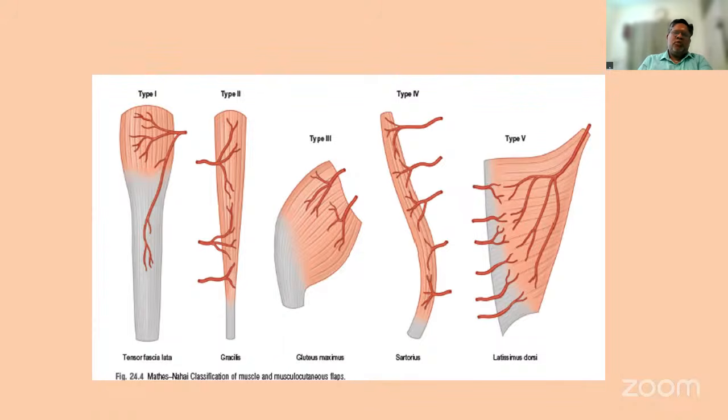And type 3 is two dominant pedicles. You can see the two dominant pedicles here. The main advantage of the type 3 flap is that a split muscle flap can be used. In type 4 flap, segmental pedicles are there. The most common example is the sartorius. And in type 5, there is one dominant pedicle and multiple secondary segmental pedicles, just opposite or contralateral to the dominant pedicle.